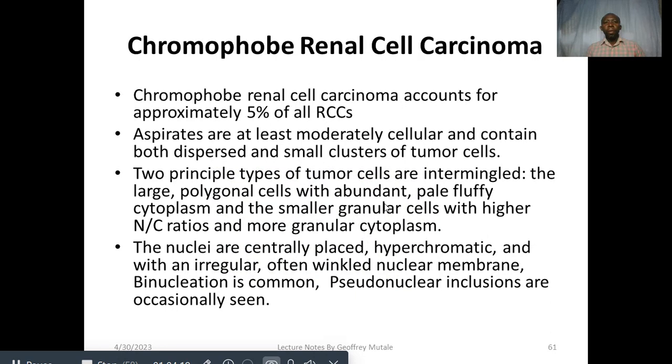Another malignant carcinoma of the kidney is one we call the chromophobe renal cell carcinoma, and this accounts for 5% of all RCCs. Here we appreciate that aspirates are at least moderately cellular and contain both dispersed and small clusters of tumor cells.